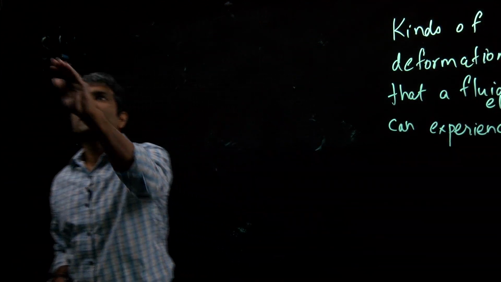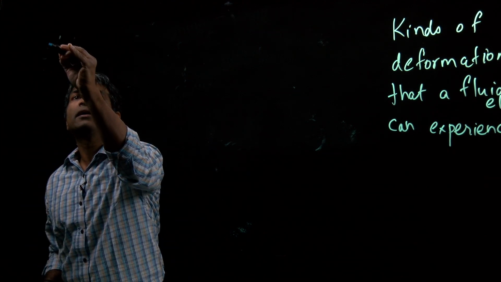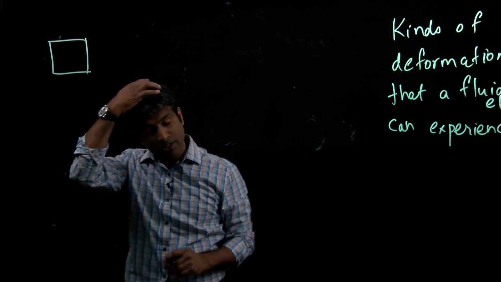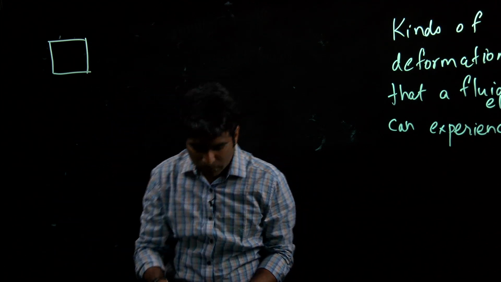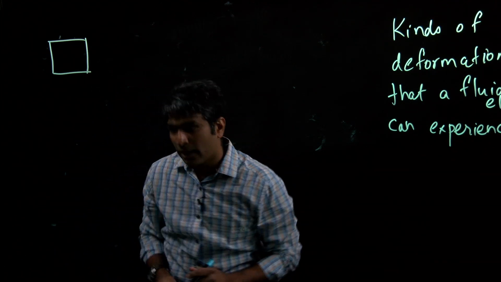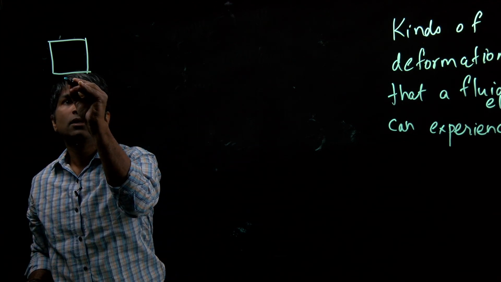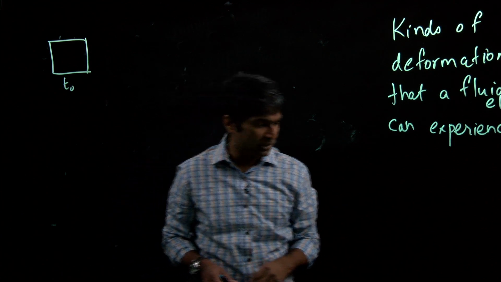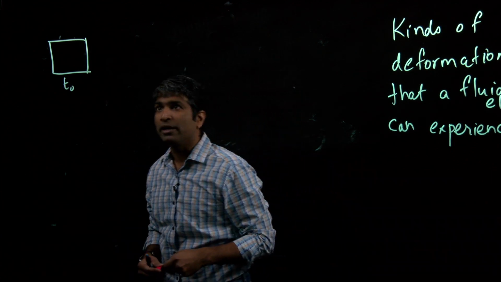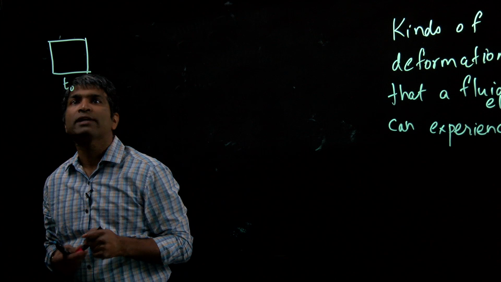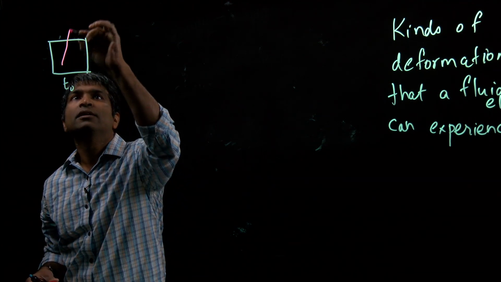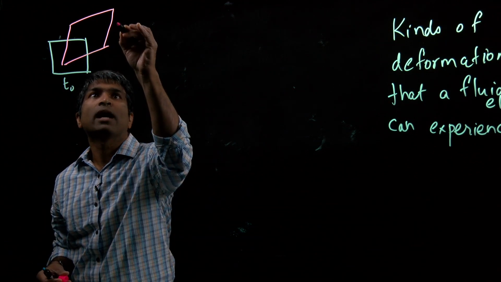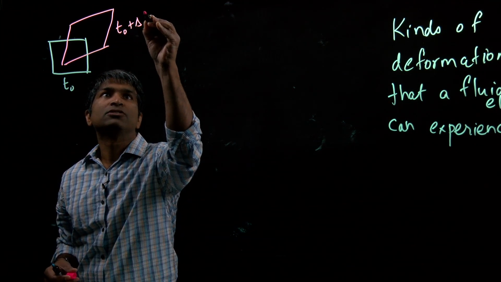So, okay, let's say I have a fluid element. Let's consider just a 2D element for now. And let's say it's looking rectangular-ish at time t0. I'm going to say that when I observe it an instant of time later, it's deformed into something like that. So that's at t0 plus delta t.